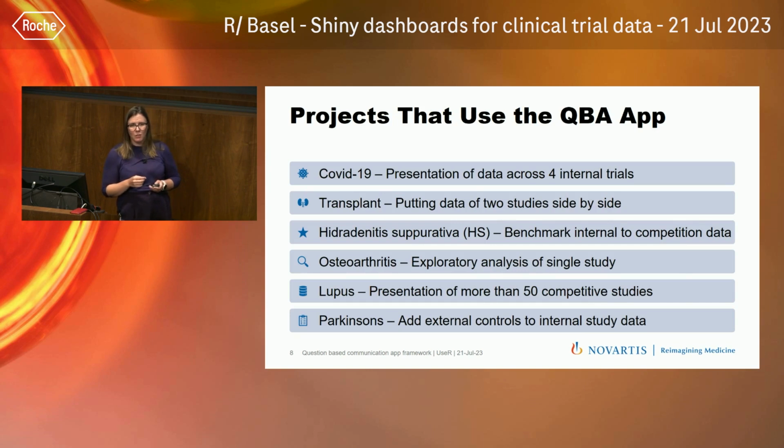And here is a list of projects where the QBA has been used so far. I can highlight a couple of them. At the top is the COVID-19 project, which is a classical pooling activity with 4 internal trials. In the middle there is HS, where we benchmarked internal data to competition data. And another extreme is lupus, where more than 50 competitive studies were compared. One thing I want to highlight is that all of these activities require merging different data, and at least to me as a statistician, that's always a hurdle, how you really merge the data correctly. With this framework, it's actually super easy.